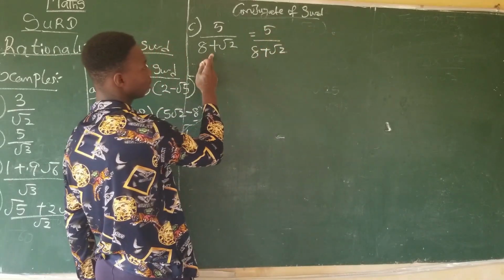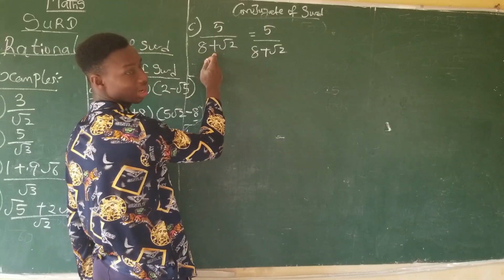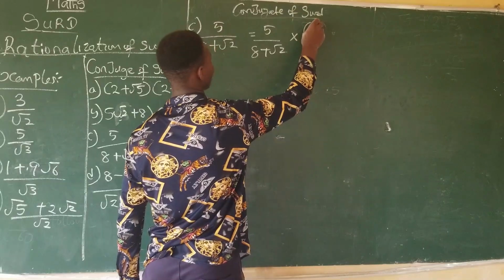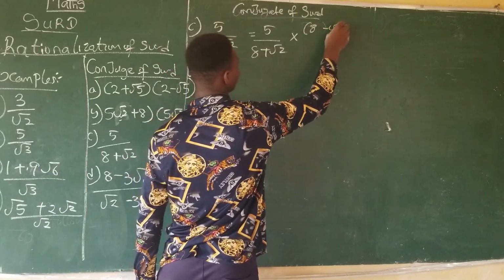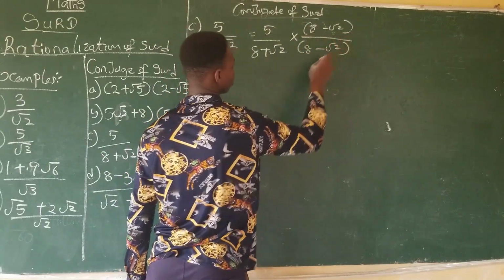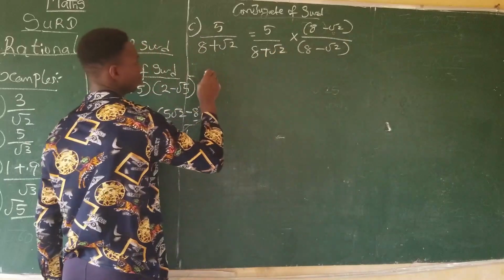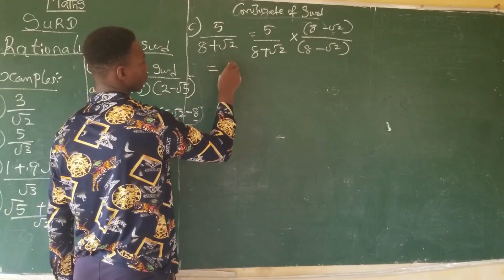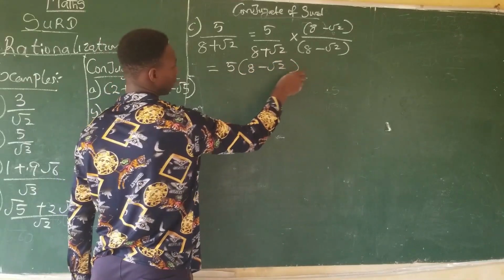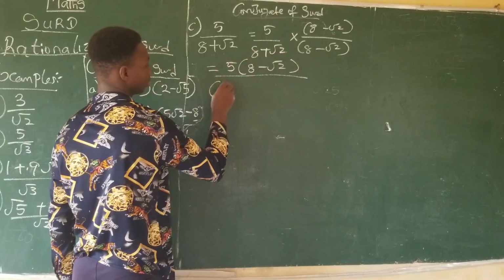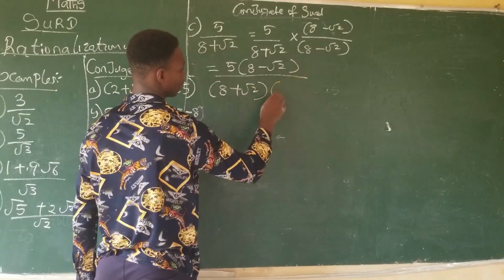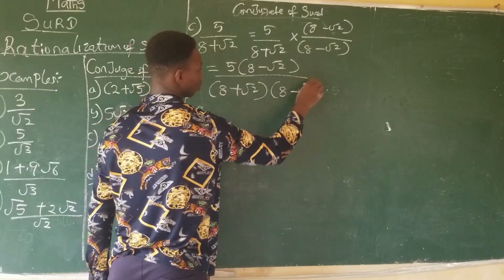Remember, since you are multiplying with your denominator, the sign here will change to minus. So it becomes times, open bracket, 8 minus root 2, close the bracket, all over 8 minus root 2. So 5 times this will give us 5, open bracket, 8 minus root 2, close the bracket. While for this, it will give us 8 plus root 2, close the bracket, times 8 minus root 2.